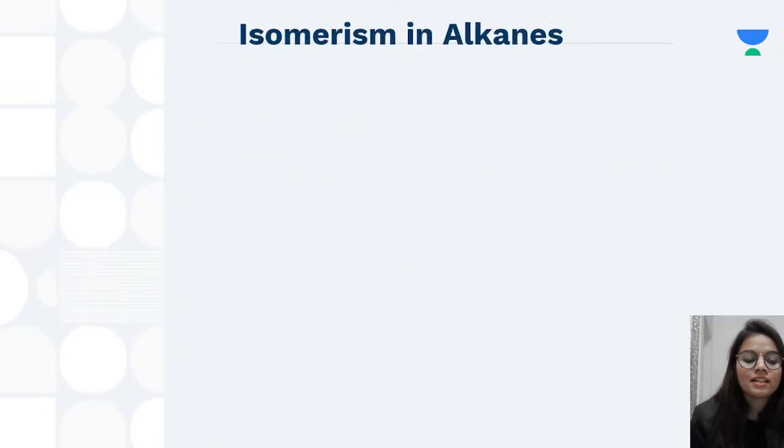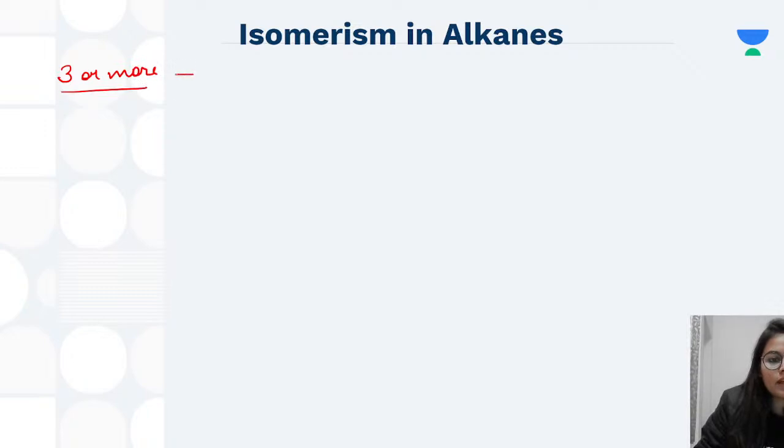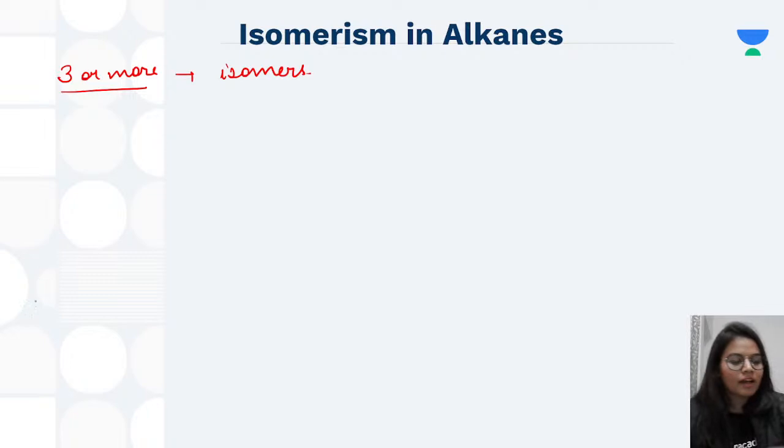Yeah, next is isomerism in alkanes. So isomerism is what? When the structure is changing, right? So the alkanes in which we are having 3 or more carbon atoms, they can form isomers, right? So what are isomers? The structure will be a kind of different. Okay. Now if I talk about the isomer of, I'm sorry, here it is more than 3, right?